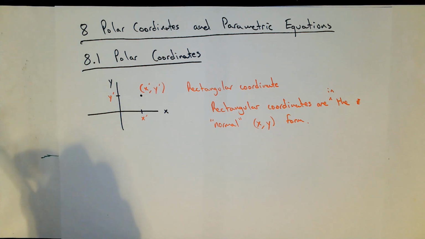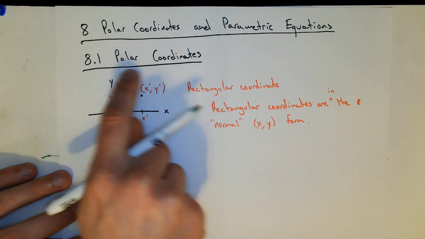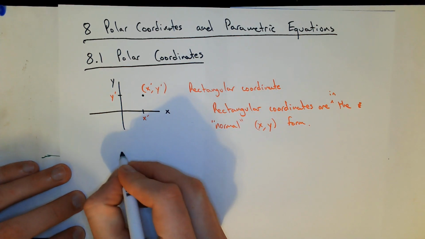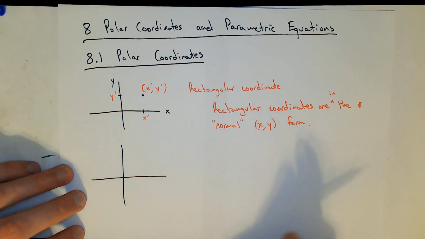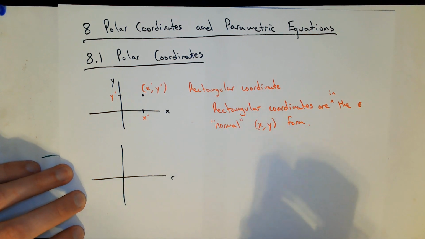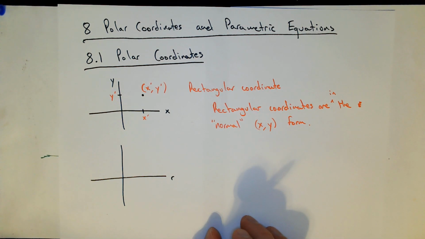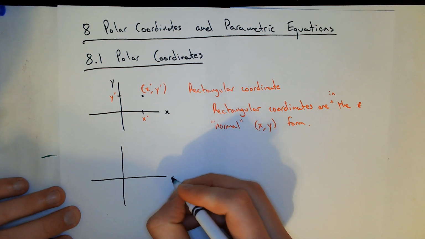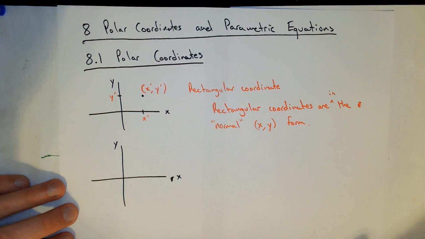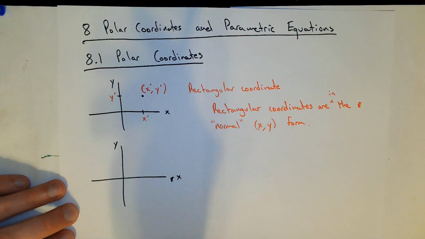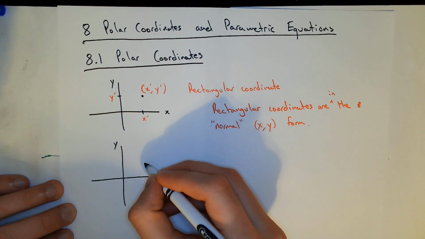There is another type of coordinate system, of course, called polar coordinates. You can see that coming. Still xy, still the same coordinate plane. That's kind of the point, that it's on the same coordinate plane, just two different ways of writing the same point.